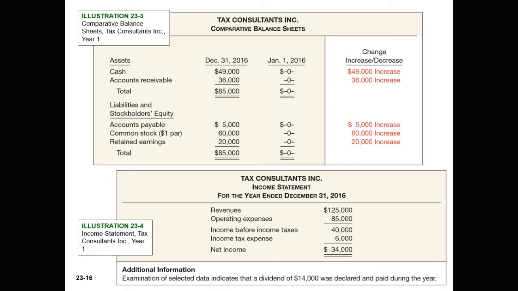We begin with the comparative balance statement and we calculate what the changes in the comparative balance statement are. Was there an increase or a decrease in each of these accounts from the beginning to the end? You see where we have the change representing the increases and decreases there in the right-hand column. Examination of the data indicates that there was a dividend of $14,000 that was declared and paid during the year. This is our selected transaction data.